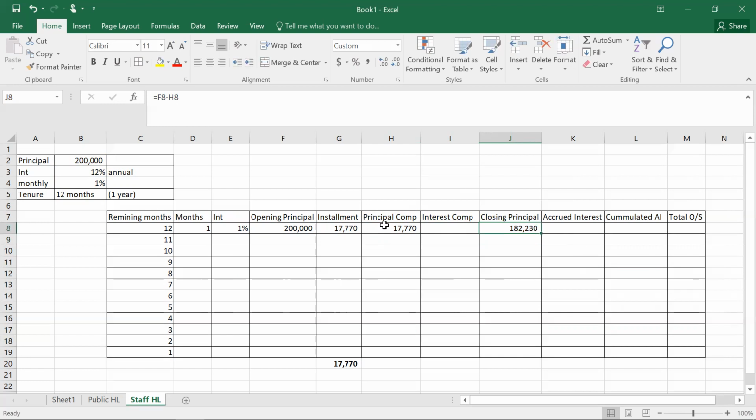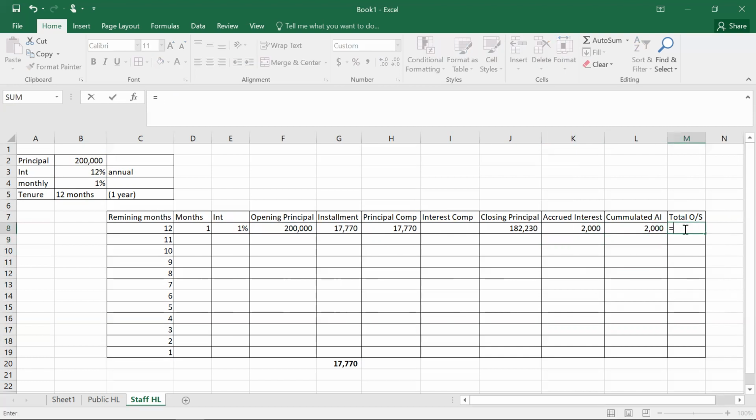So closing principal has been reduced by the entire installment amount, but the interest accrues and gets accumulated in a separate bucket in this staff housing loan for that particular employee. This will be opening principal. The accrued interest will be opening principal into the interest. I will tell you how the cumulative thing is acting, because at the end of the day you have to pay the principal, and also the interest, so the accrued interest needs to be cumulated.